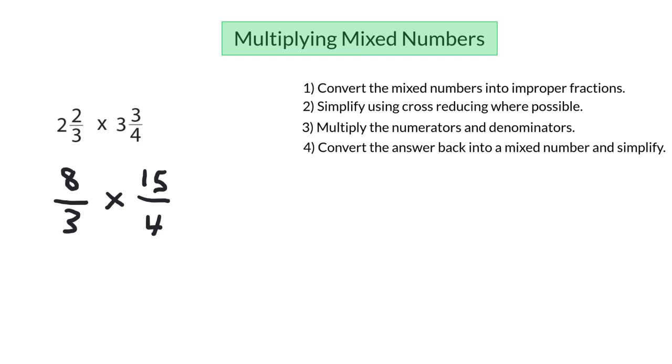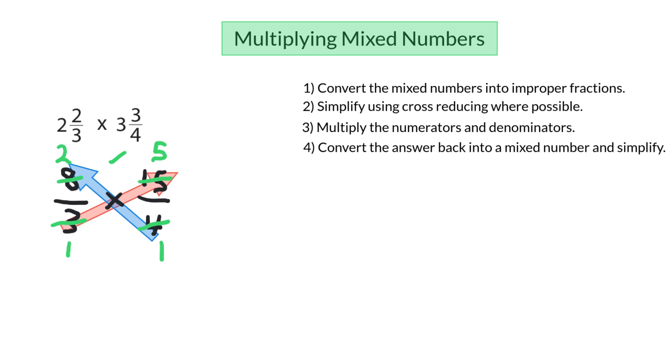Now we're going to cross-reduce if possible. That means we can do that when we're multiplying fractions. So the 3 and the 15, and the 8 and the 4. For 3 and the 15, the greatest common factor is going to be 3. So if I divide 3 by 3, I get 1. If I divide 15 by 3, I get 5. In the other direction, the greatest common factor for 4 and 8 is 4. 4 divided by 4 is 1. 8 divided by 4 is 2.